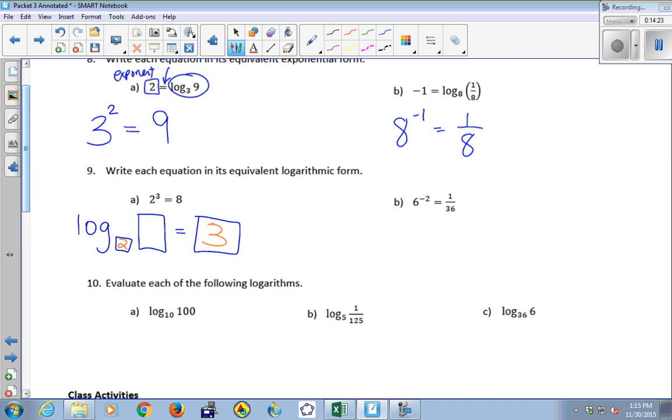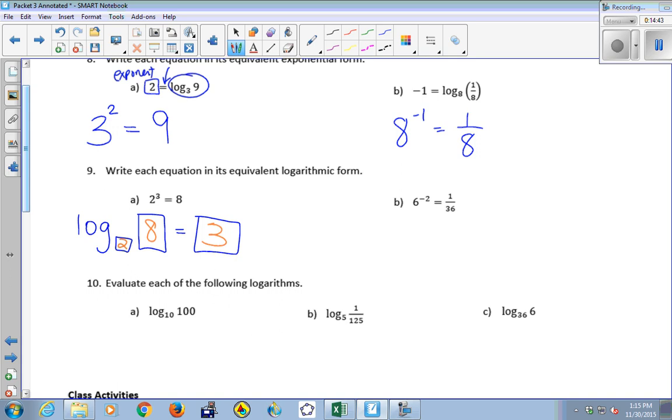So I put the 3 over here. The only other number is 8. Log base 2 of 8 is 3. Right? So the log is the exponent. Log equals exponent.